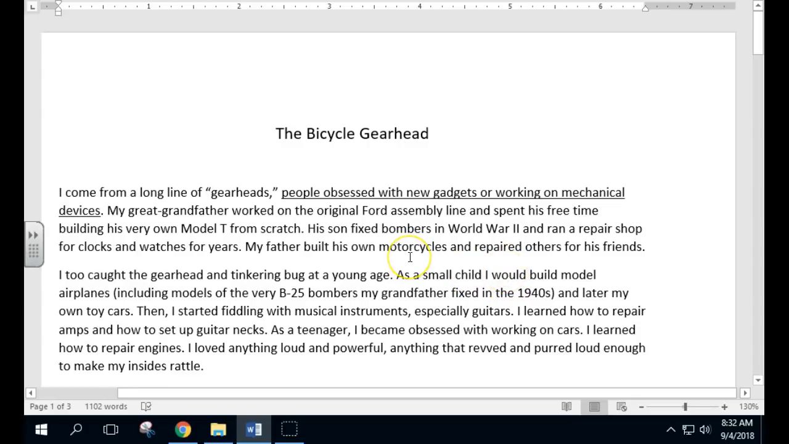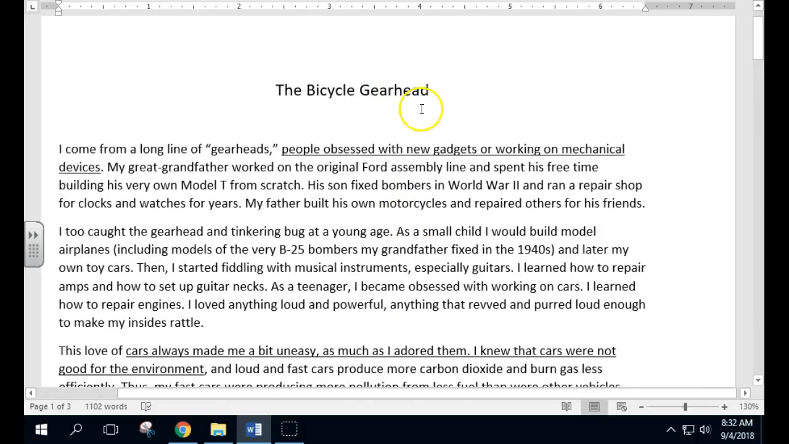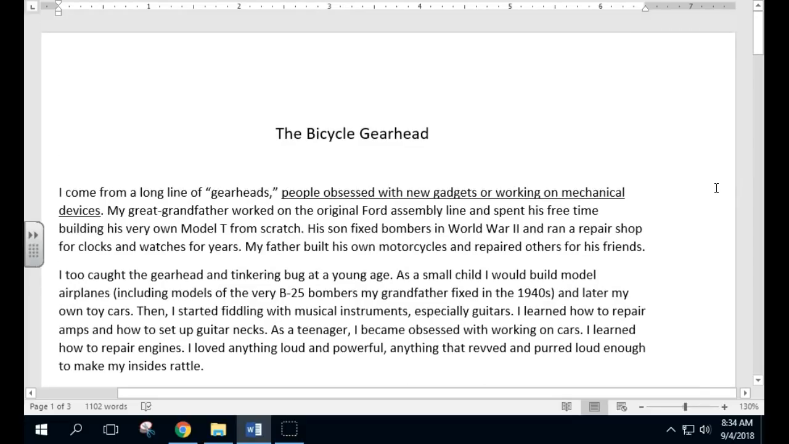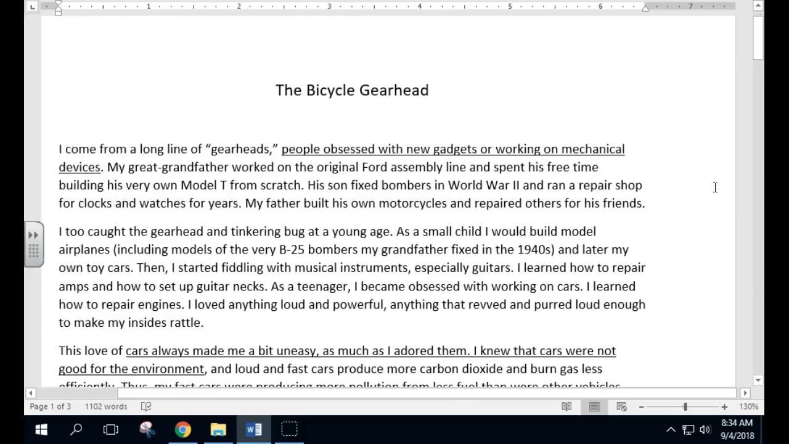Last week you worked on a text called "The Bicycle Gearhead," and this activity was about annotation and then using annotation to provide your text evidence in a writing assignment. This is going to be a really important skill this year, so we want to make sure that you see the process from beginning to end and know what it is that you'll need to do in future assignments like this one. So the first thing you were asked to do was to read this text, "The Bicycle Gearhead."